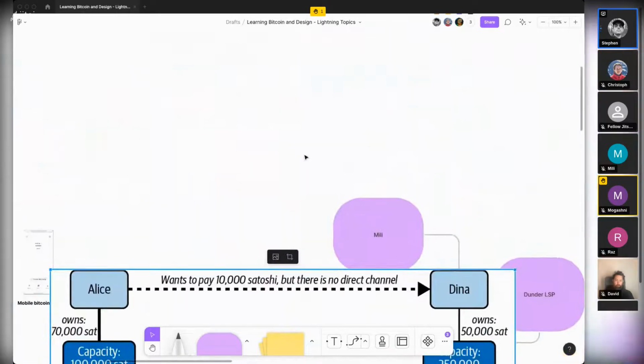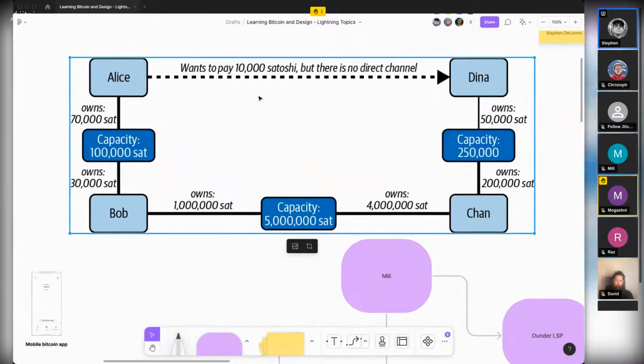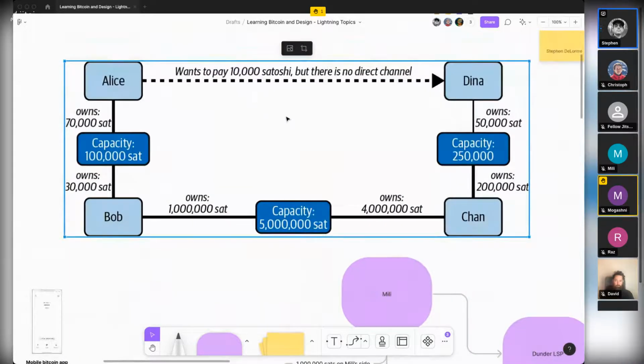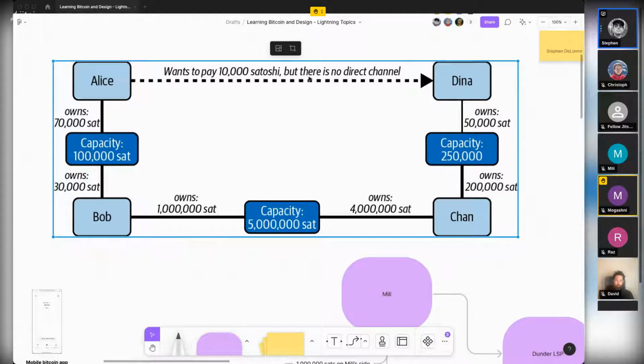But yeah, you run into complicated scenarios like that, kind of to Millie's question about liquidity. Alice wants to pay 10,000 to Dina, but there's not a direct channel, so she has to route it through these channels here. And whether she's able to do that depends on the liquidity in these channels. She's got 70,000 on her side, and there's 30,000 on this side. So it totally depends on how much funds are locked into channels, and can she find a path? And as for how that happens, she passes it to Bob, Bob passes it to Chan, who passes it to Dina.